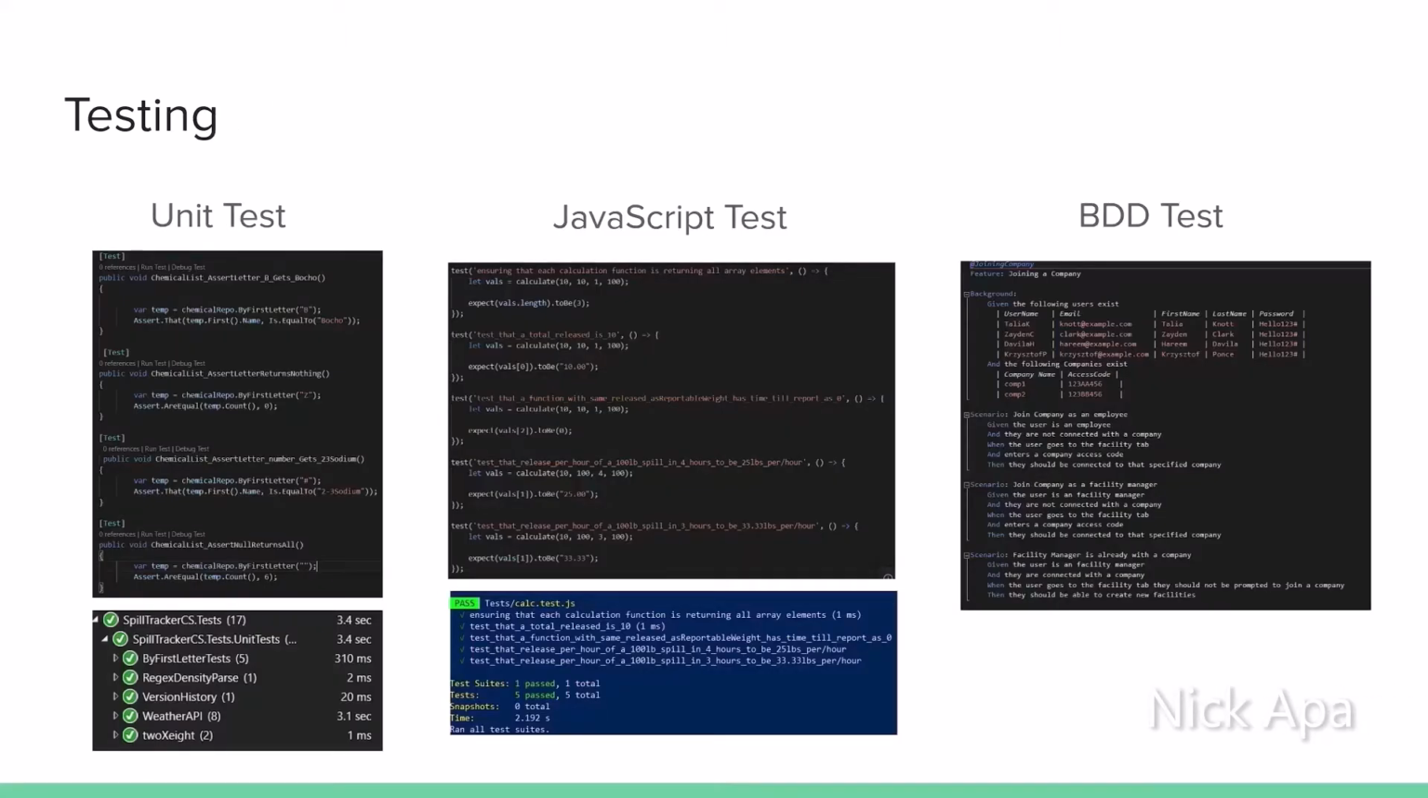We did a lot of testing throughout the term for this project, but the 3 biggest ones were unit tests, JavaScript tests, and BDD tests. All of which helped us ensure that our calculations and code were working optimally and how they were supposed to.